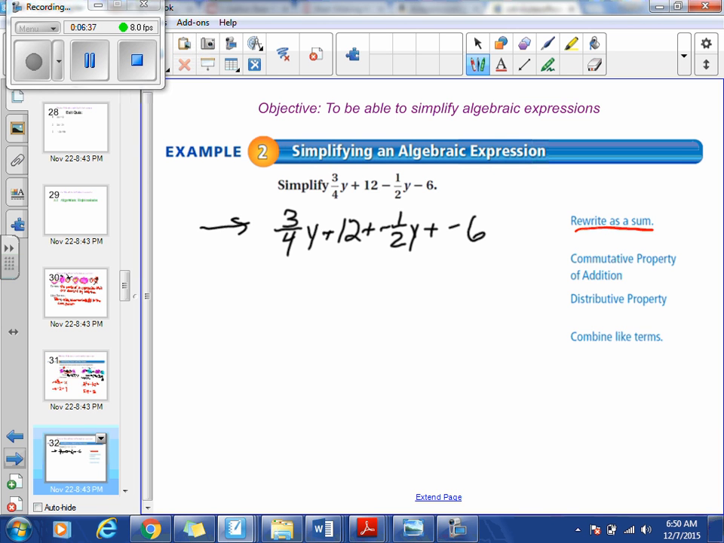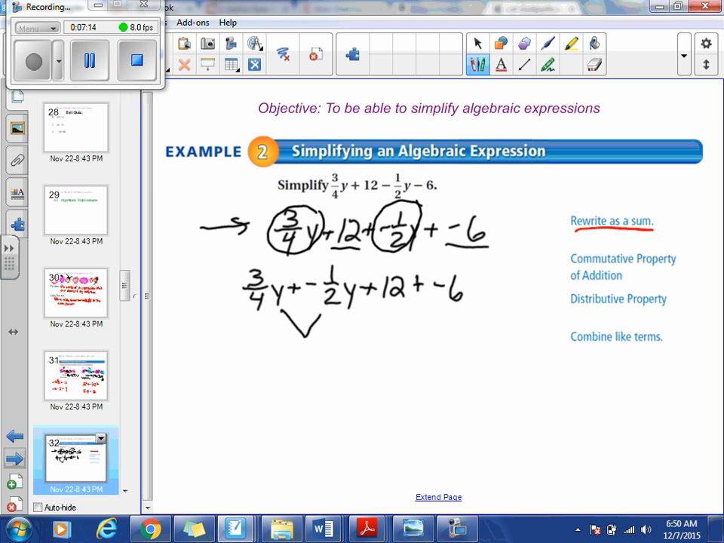So we are going to rewrite this so that the like terms are together. So I have 3/4 y and negative 1/2 y as like terms. So 3/4 y plus negative 1/2 y. All right, and then I see that I also have 12 and negative 6, which are like terms because they have no variable. Plus 12 plus negative 6. By the way, if a term has no variable, it's called a constant. Okay, so now I'm going to combine these terms.